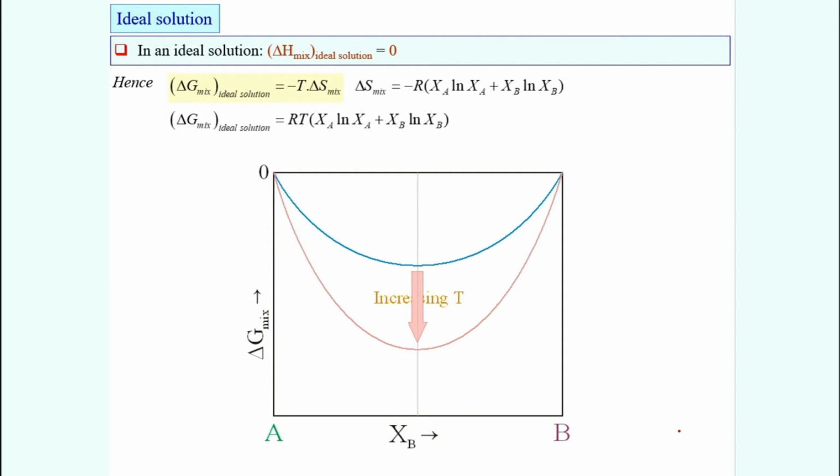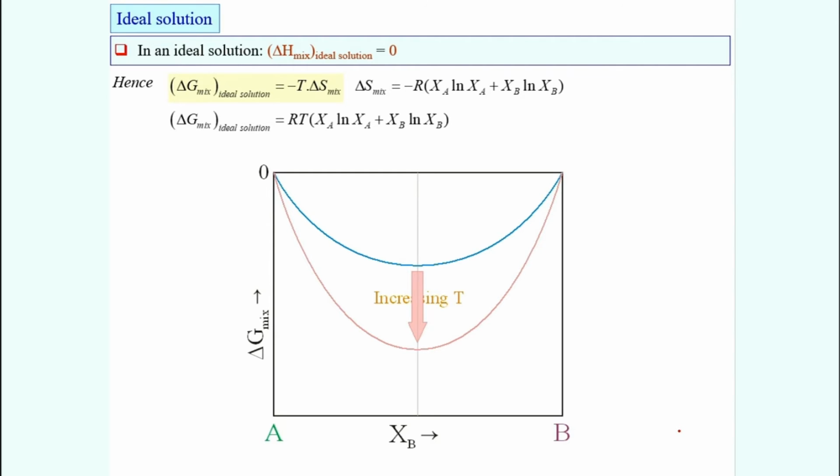Correct? So, if you put together, minus T delta S is equal to RT into the log terms, XA ln XA and XB ln XB. Then this becomes a negative term, because XA is a fraction, XB is also a fraction, so the log of any fraction is negative. So, this value will make the energy of the system more negative. That means delta G mix will go down from 0, and that is why stability will increase.